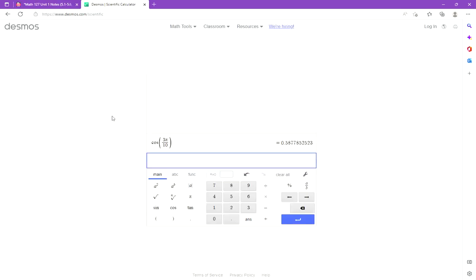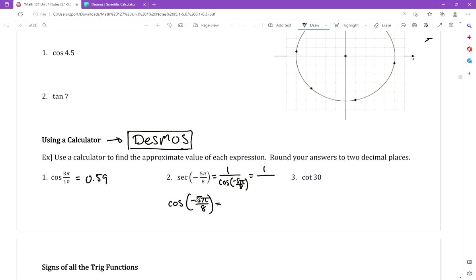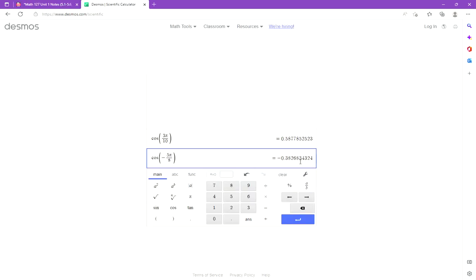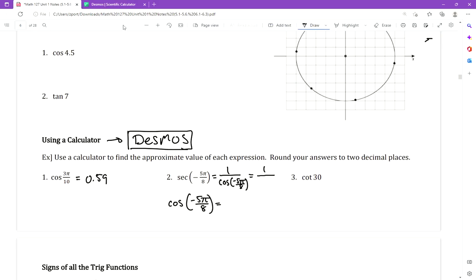Like before, I can copy, or I can make it look exactly the same. You can even type in cosine. I typed in COS. You don't have to use the button. It knows it. Then I'm going to do the parentheses, negative 5. You can also type in pi, and it changes it. And then divided by 8. Cosine of negative 5 pi over 8, did I copy it right? Yes, it is negative 0.38 to 2 decimals.